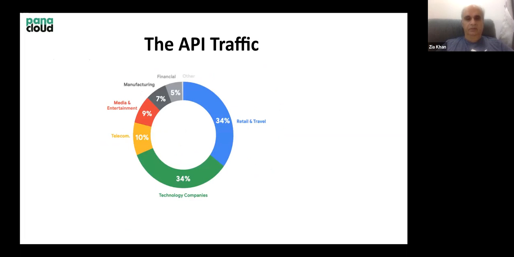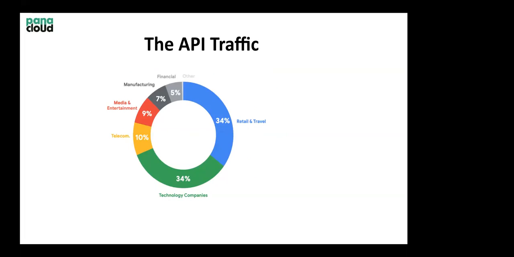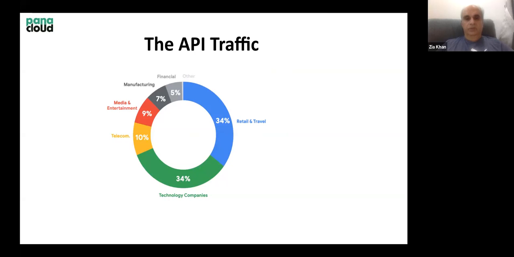The API traffic. Most of the API traffic is coming from the technology companies and retail and travel. Look at this, it is pathetic. Telecom companies are using 10% of the traffic. Media and entertainment, 9%. For example, Netflix APIs is basically in this 9%. Manufacturing 7% and financial 5%. From manufacturing and financial, this is a big opportunity. Actually, it is an opportunity in every case, but it is a big opportunity in manufacturing and financial.